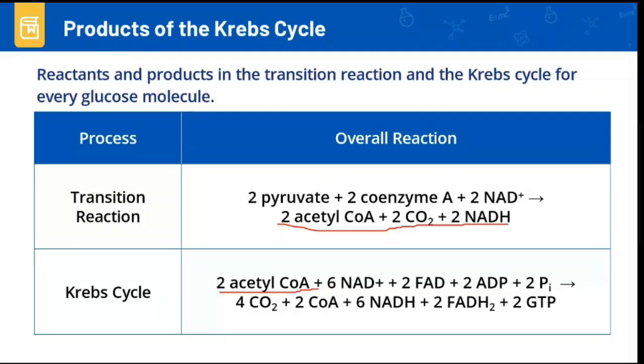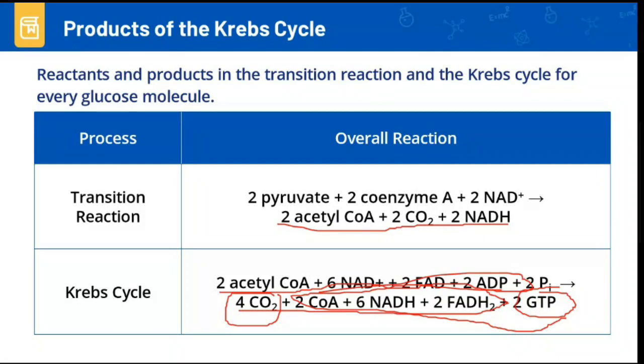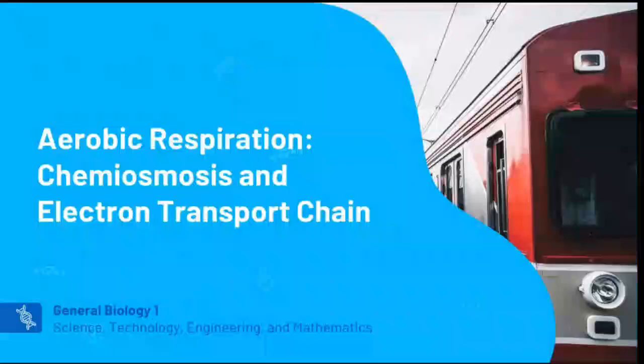So your two acetyl coenzyme A plus six NADH plus two FADH plus two ADP plus two inorganic phosphate will give us four carbon dioxide, two coenzyme A plus six NADH plus two FADH plus two GTP. Now, ito ngayon sa Krebs cycle niyo, yung carbon dioxide marerelease yan. Well, in this one, GTP, gagamitin yan ng cell ninyo as an energy also. But this one, gagamitin natin for your chemiosmosis and electron transport chain. Okay? So, ito siya.